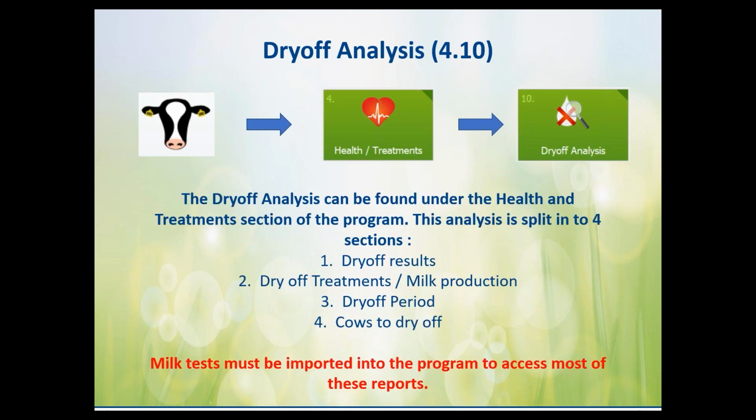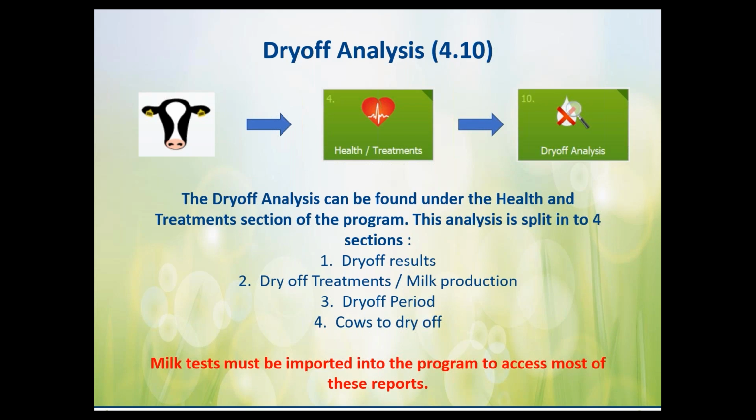There are 4 different sections that this analysis is split into. First being the dry-off results. The second one being the dry-off treatments and milk production. The third being dry-off period, and the last is cows to dry off. You will also see cows to dry off on your dashboard, but this one is a little more in depth on certain aspects, so we will take a look at it.